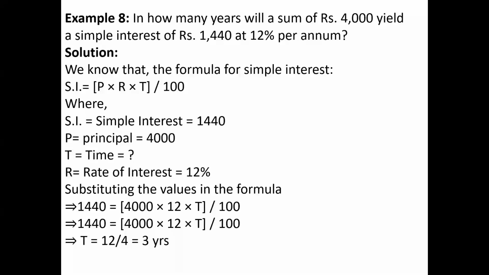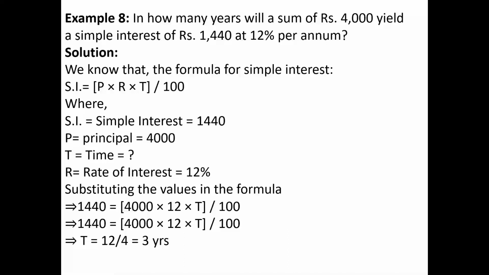If you want to find T only, you can directly write T equals SI into 100 by PR. Or else you can calculate by substituting the values in the formula. Just write the formula SI equals PRT by 100 and put in all the values: SI value is 1440, P value is 4000, R value is 12, and T we don't know, so we write T, and 100 will come directly.